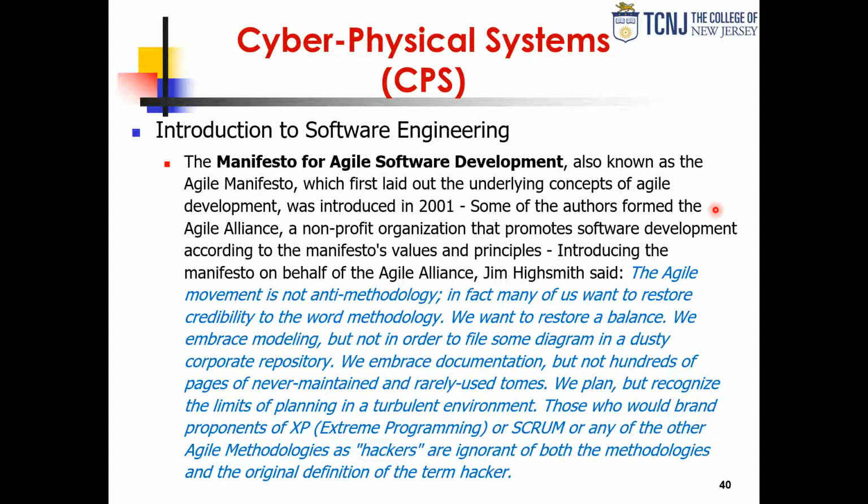So it started with the introduction of the Manifesto for Agile Software Development that was introduced in 2001. Some of the authors of this document and way of thinking formed the Agile Alliance, which is a non-profit organization that promotes software development according to this manifesto's values and principles.